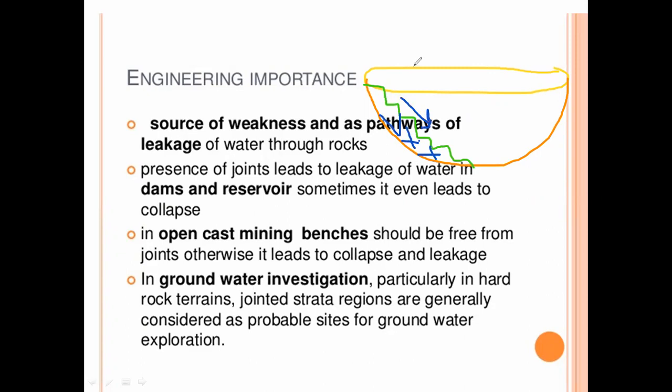Now in groundwater investigation, particularly in hard rock terrain, jointed strata regions are generally considered as probable sites for groundwater exploration, that I have explained. In groundwater exploration, if the joints are present in the rock, then it is identified as a good aquifer site, because water can be easily moved from one place to another place.